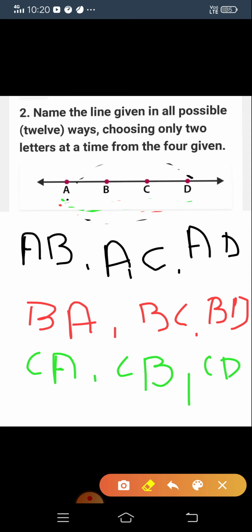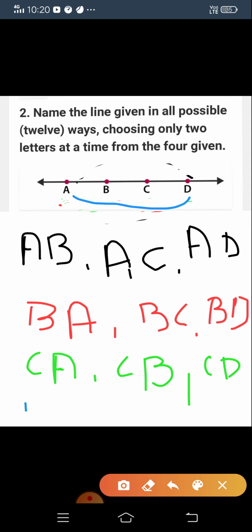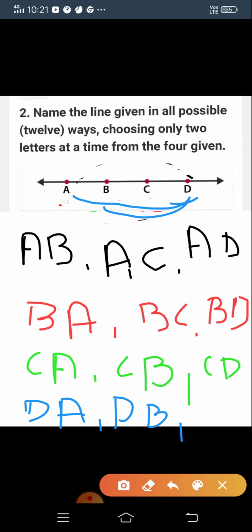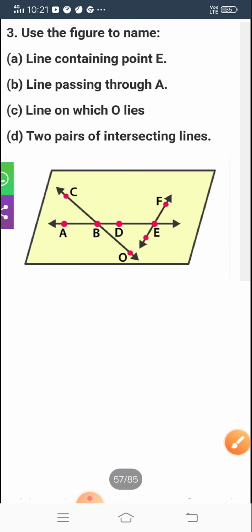Next you have to use point D. Using point D, that is DA first, next DB and DC. How many possibilities are there here? 1, 2, 3, 4, 5, 6, 7, 8, 9, 10, 11, 12. So these are the possibilities in this diagram. Is it clear about the second question? Okay, let us move to the third one.